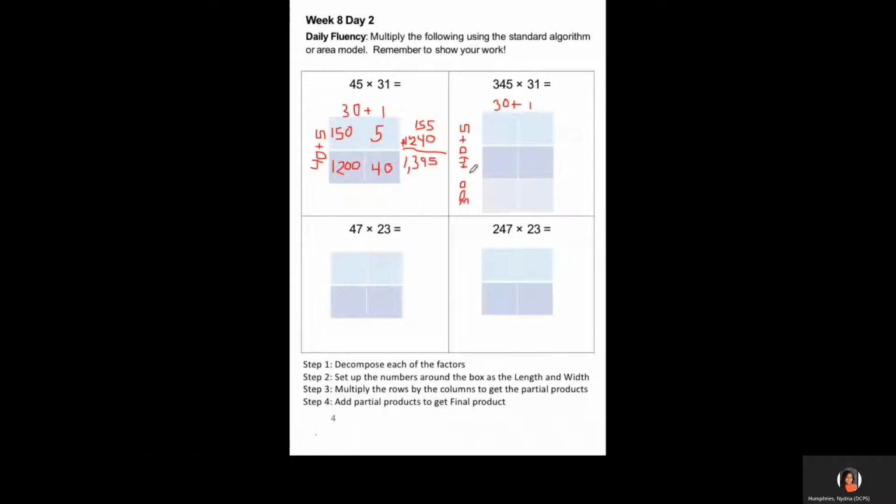Or vice versa. You could say this is the width and this is the length, because the length is usually the longer side when we're dealing with rectangles. So I'll say that this is the length and this is the width. All right, so now we need to multiply the rows by the columns. So we have 300 times 3. If I use my place value understanding, 3 times 3 is 9, and then I have 3 zeros. So I have 9,000.